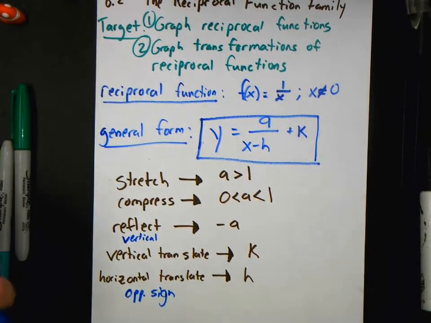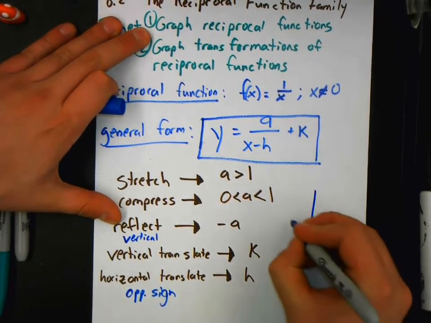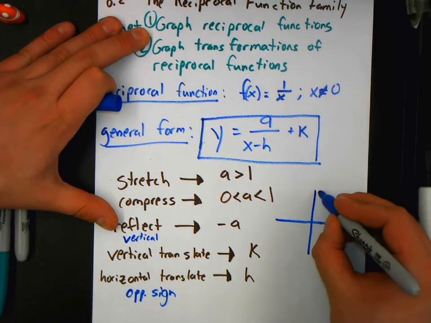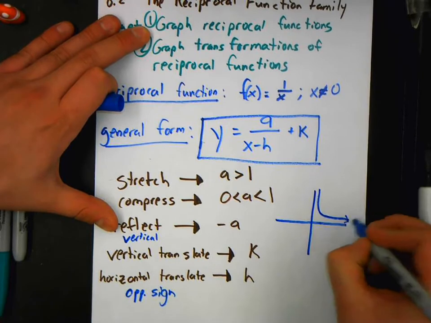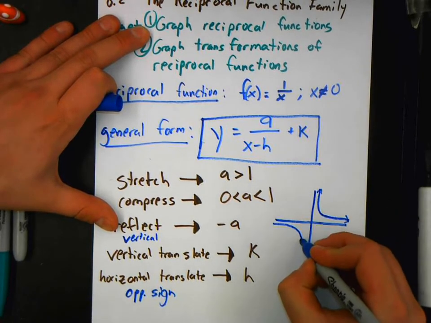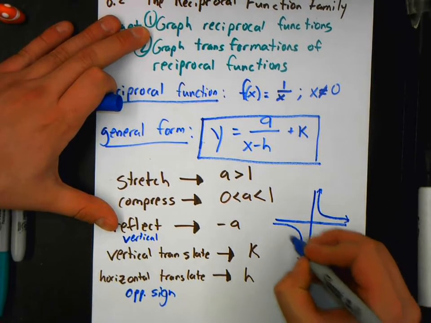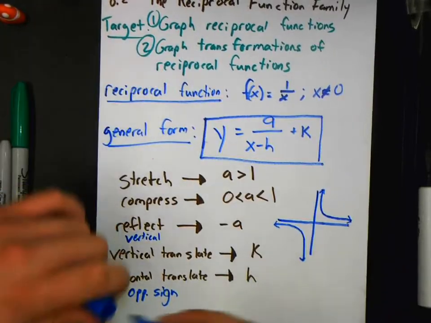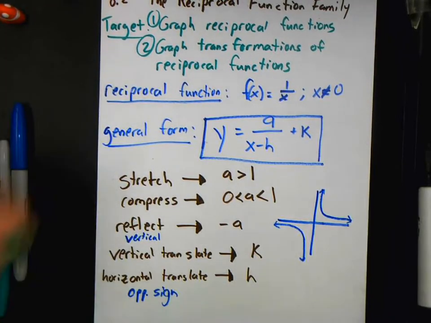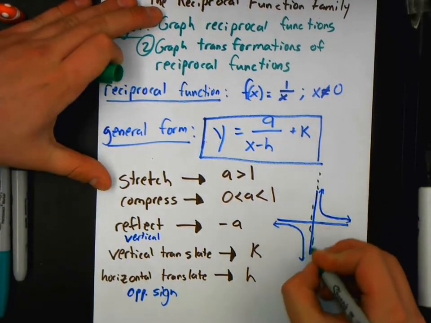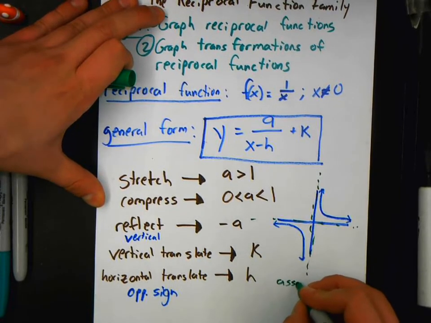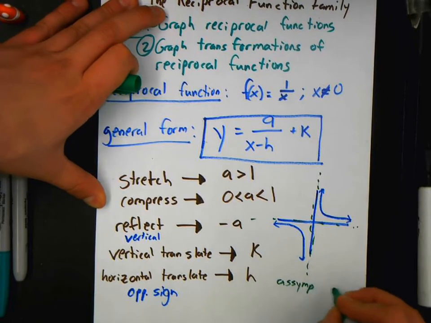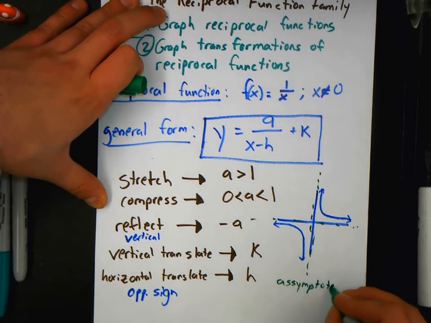And again, the general reciprocal function, if this is your x and y axis, it's going to look something like this, where you have asymptotes, or lines where the graphs don't connect right here. So those two lines are called asymptotes.